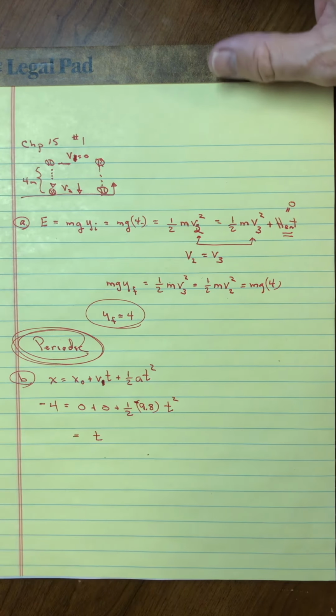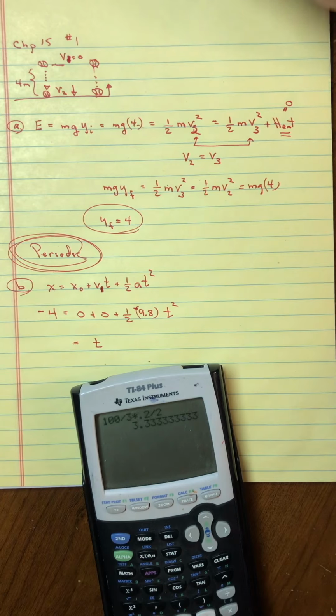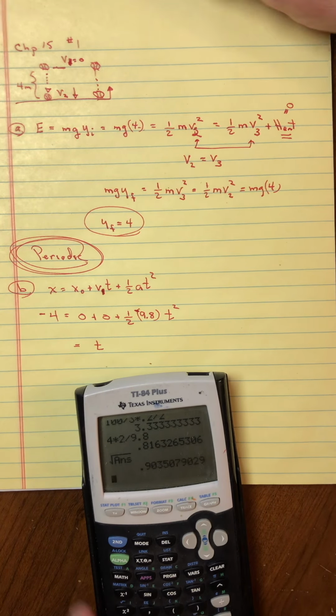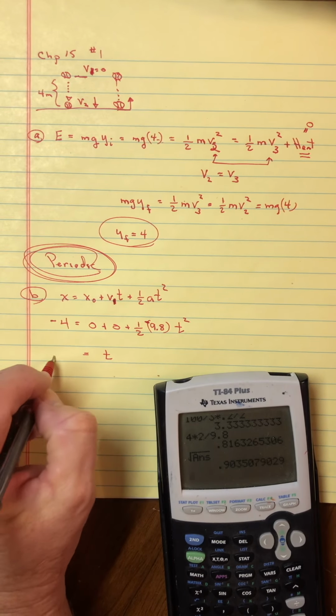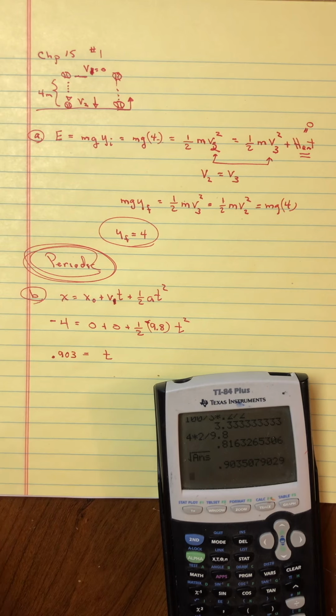So, again, these are problems you did in Physics 121, and if I get out my calculator here, I would have a 4 multiplied by a 2 divided by a 9.8, and taking its square root is about a 0.903. So, it would take almost a second, not quite a second, but almost a second to fall.